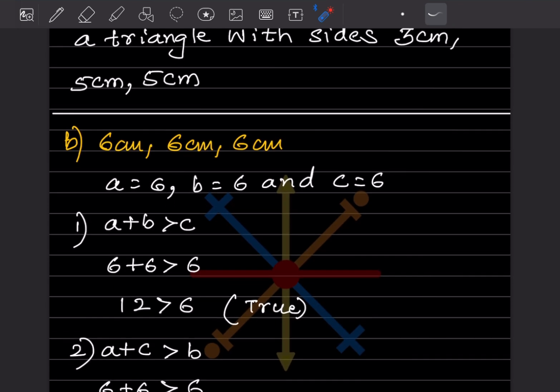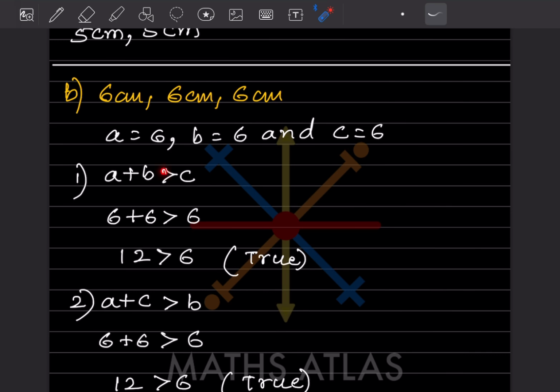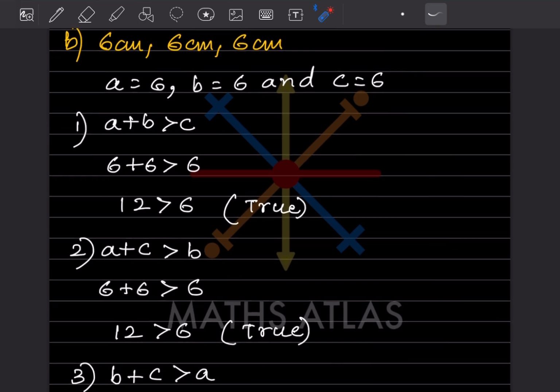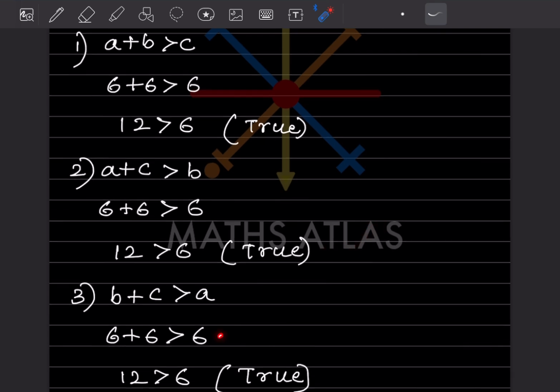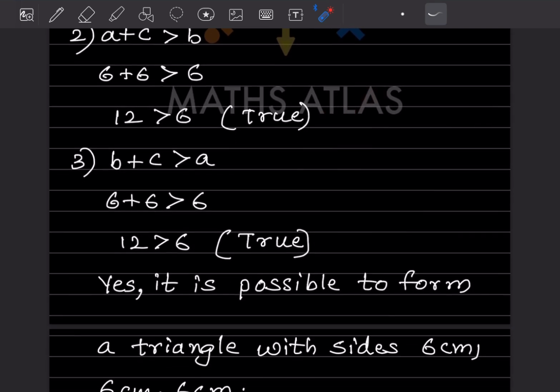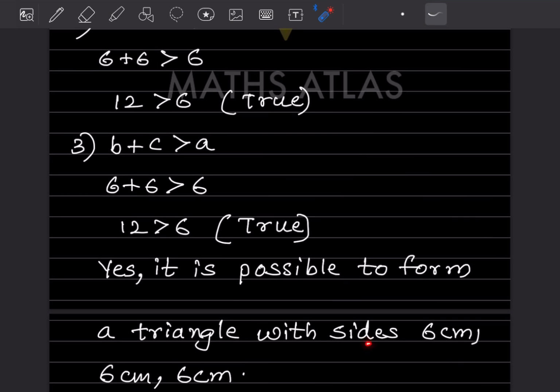Now let us see the next one: 6 centimeter, 6 and 6. So A is 6, B is 6 and C is 6. We take A plus B is greater than C, means 12 is greater than 6. So that will be true. A plus C is greater than B: 6 plus 6 is greater than 6. Again this is true. For the other one also, we will get 12 is greater than 6 because all are 6. So here also it is possible to form a triangle with sides 6 centimeter, 6 centimeter, 6 centimeter.